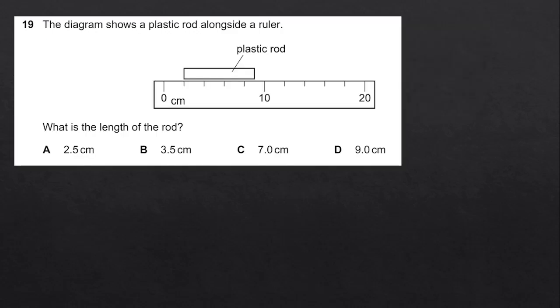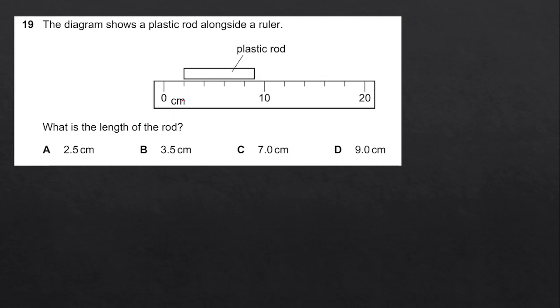Let's look at question number 19. The diagram shows a plastic rod alongside a ruler. What is the length of the rod? Now this is kind of a tricky question. So here you might say, okay, there is 1, 2, 3 and a half of this. So this might look like 3.5 and you will be tempted to just tick off this option B. But what we have to observe carefully is whether the graduations are uniform.